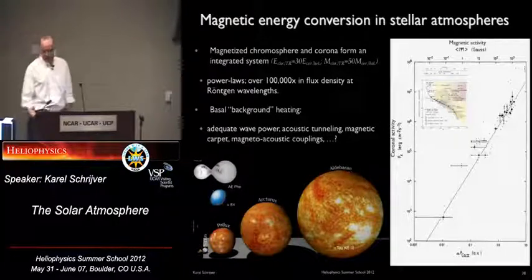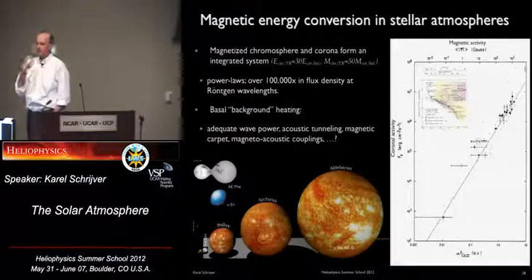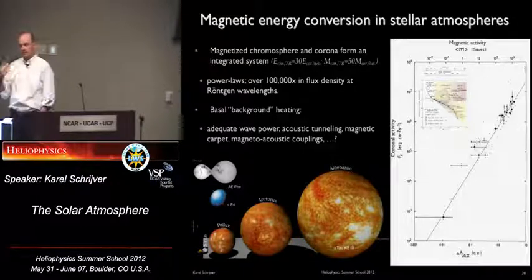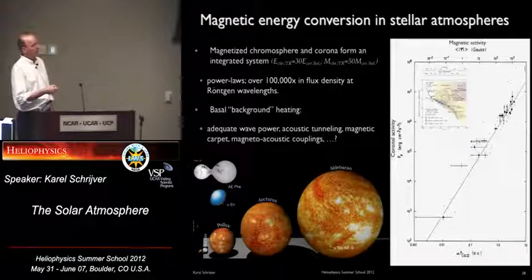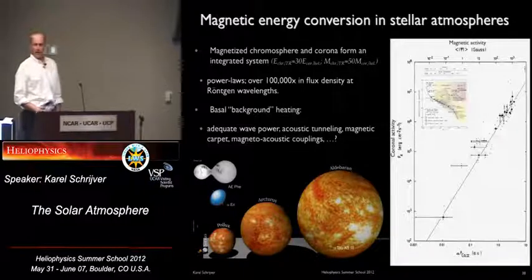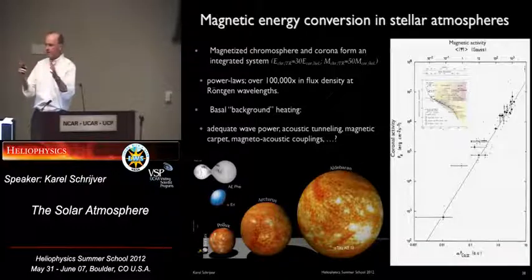Well, it turns out that if you look at other stars like the sun and look at how much energy comes out of their coronae and comes out of their chromospheres, and you put them in a diagram like this, they all line up. And this is 1, 2, 3, 4, that's a factor of 100,000 in the specific surface brightness. So this is scaling out the radius of the star.